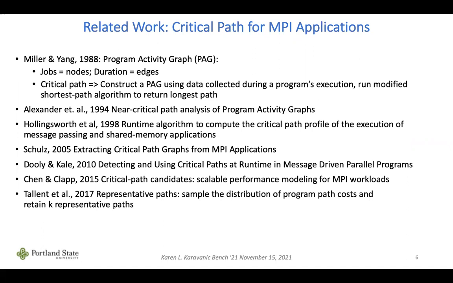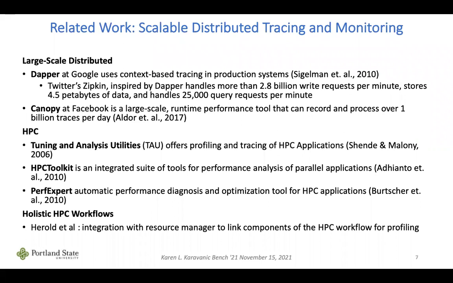Hollingsworth back in 1998 figured out how to piggyback the critical path profiling data onto existing MPI messages to reduce the overhead. And more recently in 2017, Nathan Tallent and his group developed representative paths, where they reduced the total number of paths through the MPI code to a much smaller subset that should be the concern for performance reasons. Our work is also highly influenced by large-scale distributed tools developed at Google and Facebook that are in production use and handling a very large number of requests and trace information.